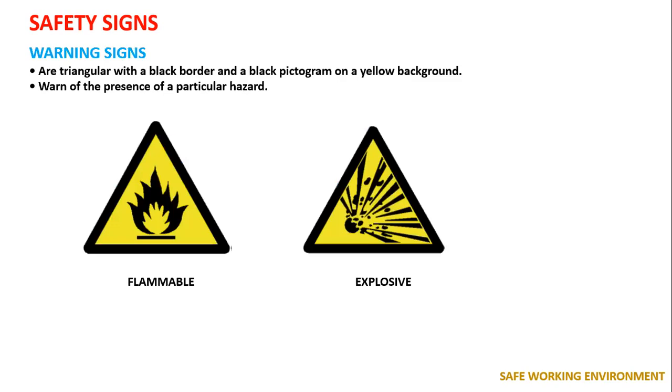So the next safety sign is the warning signs. These are triangular with a black border and black pictogram on a yellow background. It warns of the presence of a particular hazard, like flammable and explosive. If the condition is not good, then there may be a chance that a flame or an explosion may occur, depending upon the type of hazard.